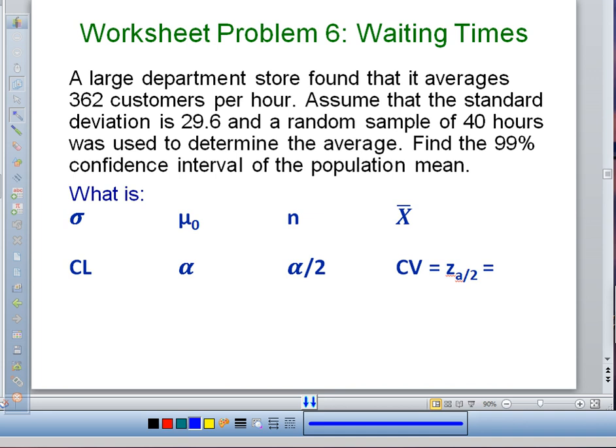Okay, so what I want you to think about as you read through this is what your sigma, the standard deviation, is. They should give you that. Think about your confidence level. They should give you that as well. That will tell you what your alpha is, and then this is just alpha divided by 2, whatever you get here divided by 2. And those should also tell you what your critical value should end up being. That's something you can find.